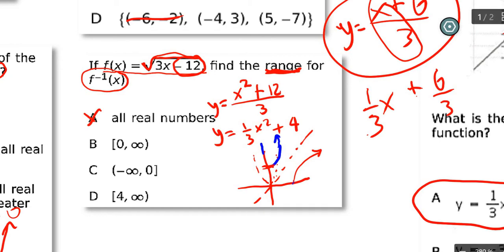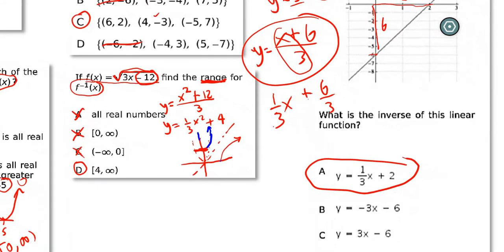That's not correct. It's not starting at the origin, so that's not correct. And the range is not from negative infinity. It's not facing down, so that's not correct. So the range is from 4 all the way to infinity. That's the correct answer. All right, that's how you process that.